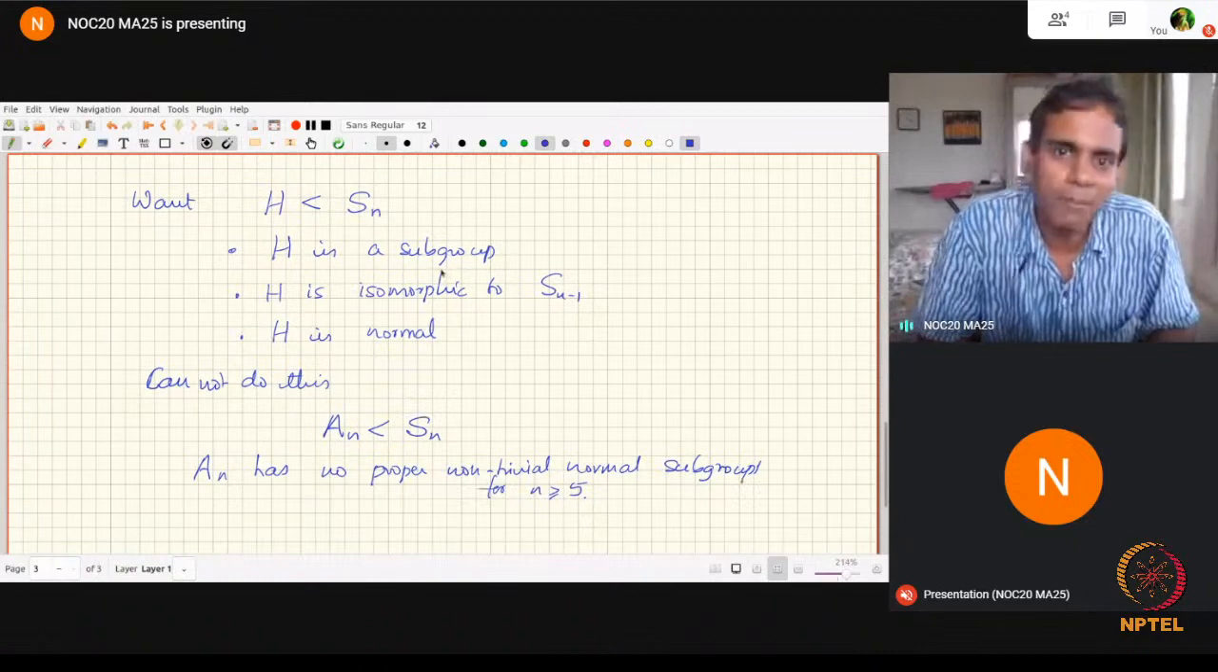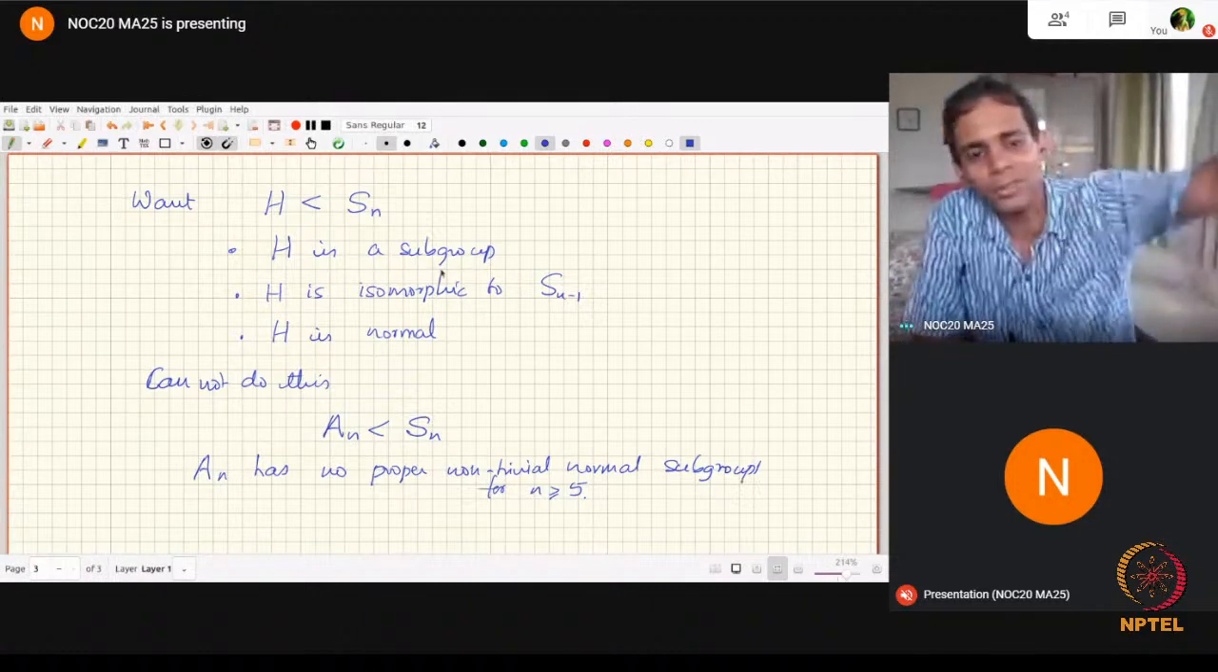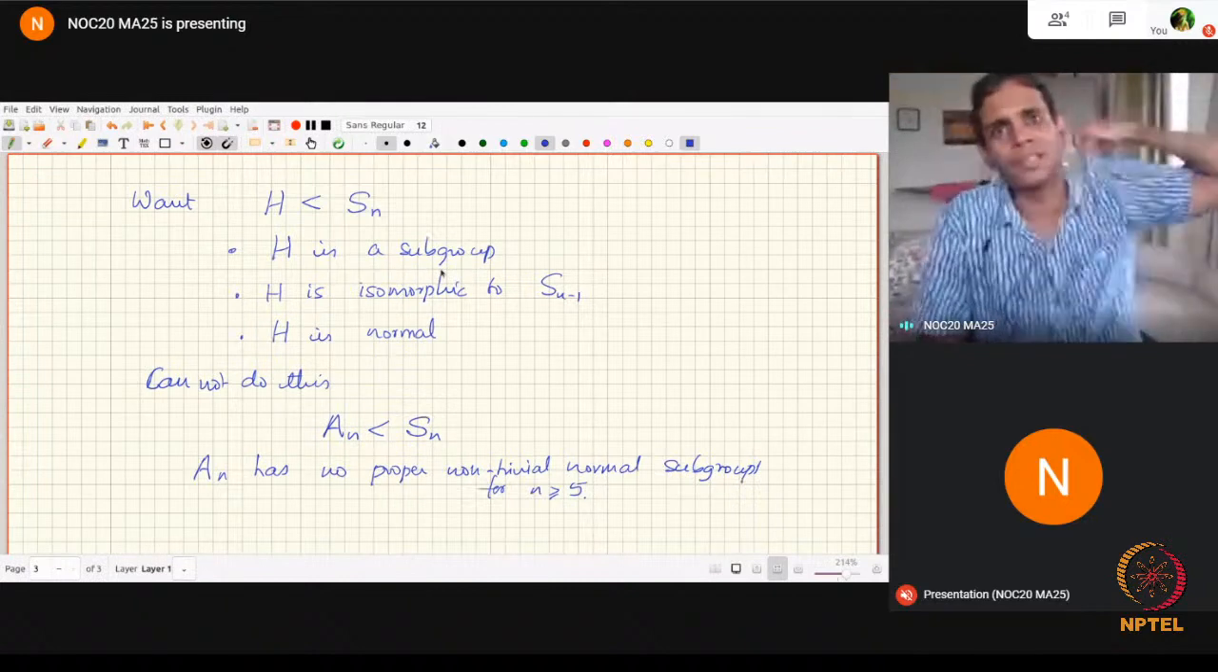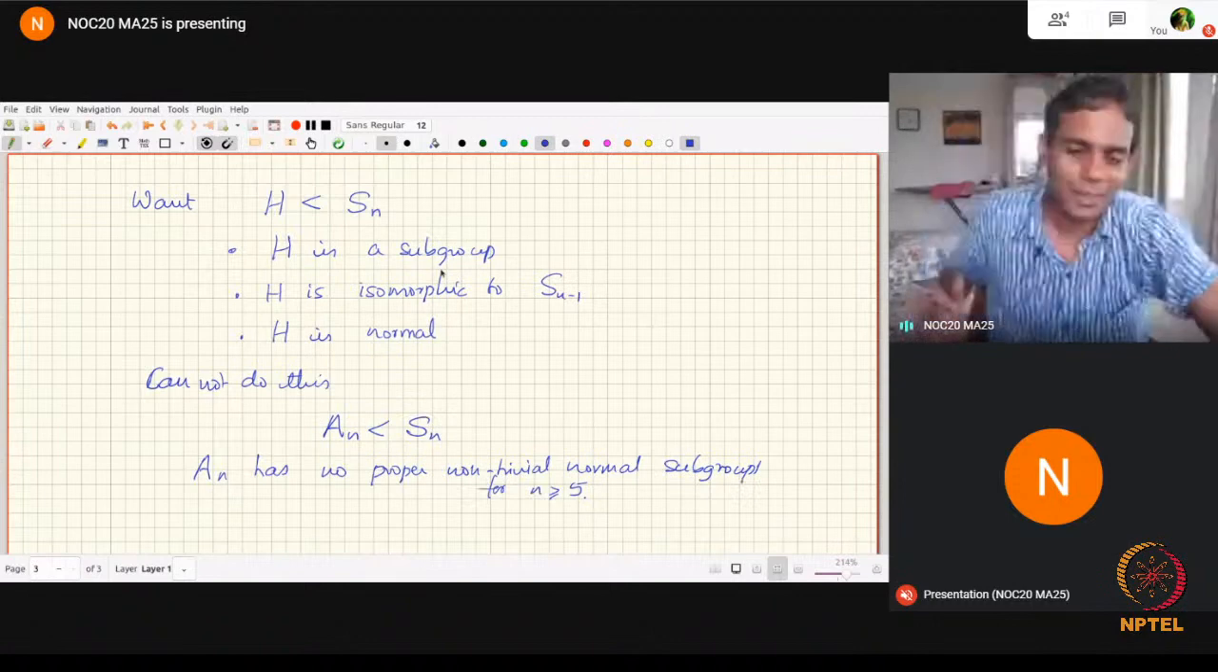So obviously, Sn minus 1 cannot be a normal subgroup of Sn. But then again, is there a simpler proof of this fact, that if you have a subgroup of Sn that's isomorphic to Sn minus 1, then it cannot be normal? Well, I didn't have enough time to think about this, so I don't really have a quick answer. If I come up with a nice answer, I'll let you know. But there is something very interesting.